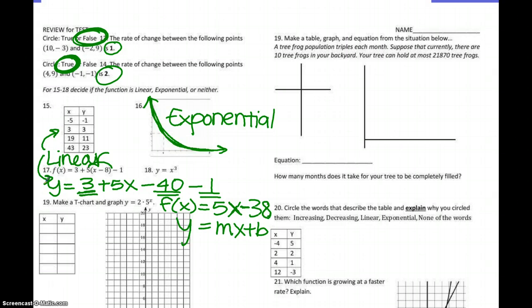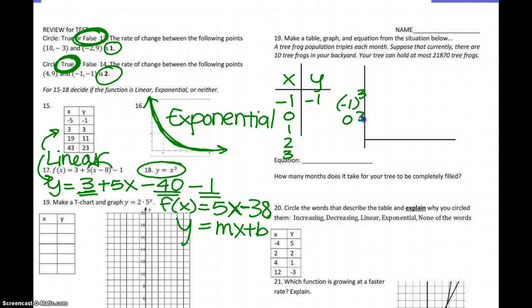Number 18, this y equals x to the third. You could make a table. Not that, don't use number 19 table. I'm using it because I can erase it. But if we plug in, let's say -1, 0, 1, 2, 3. If you plug in -1, that's -1 to the third power. You end up with -1.